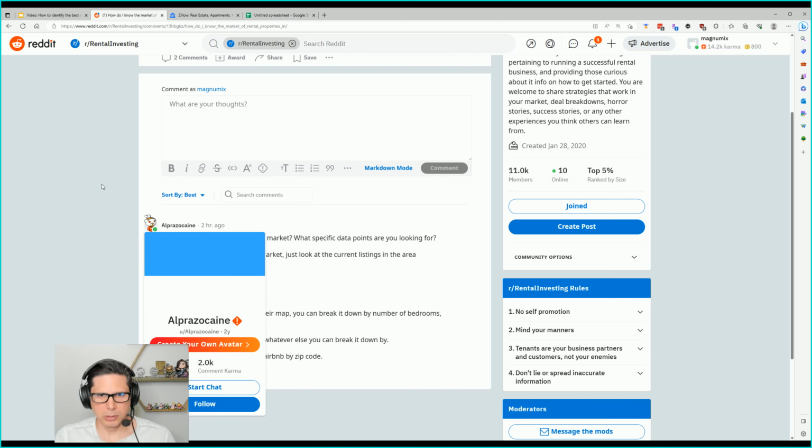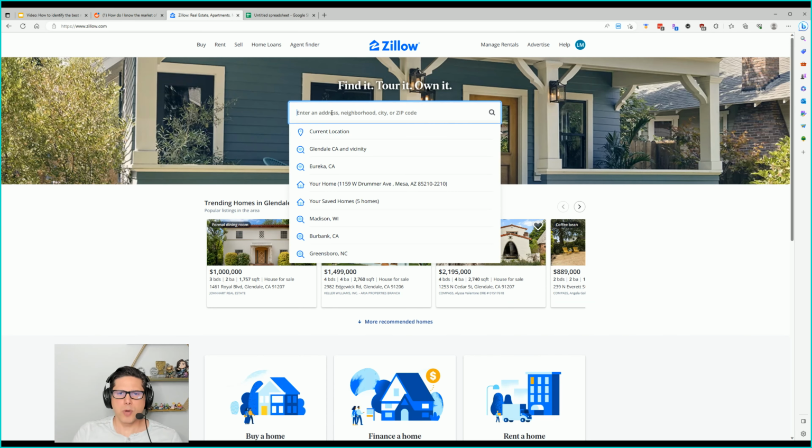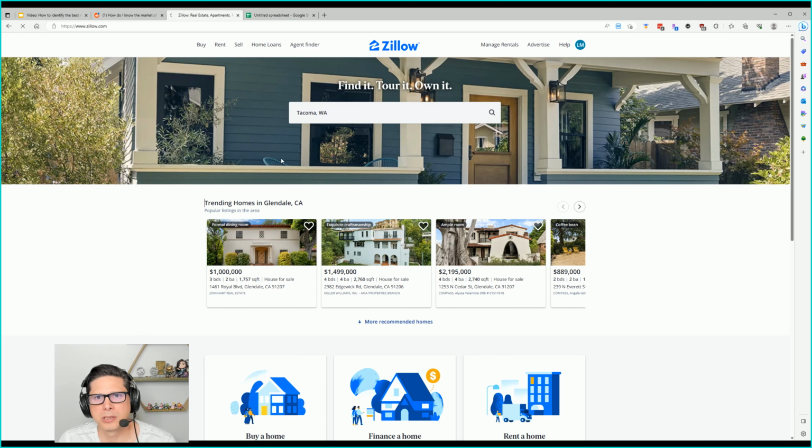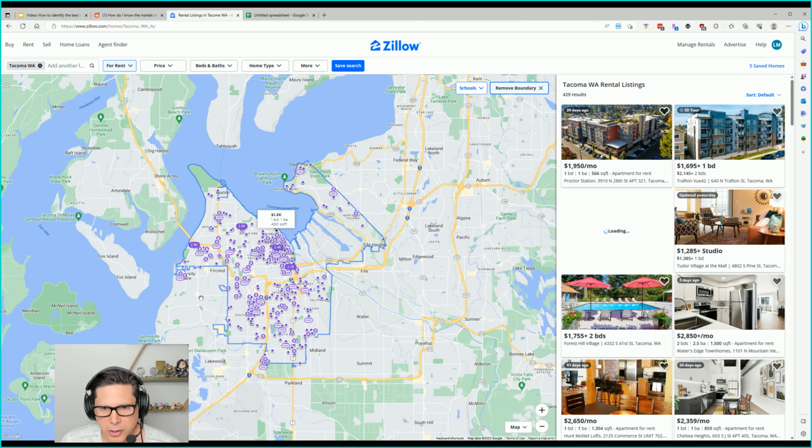So let's go down on Zillow and just pick a random city somewhere in the United States. Let's say Tacoma, Washington. So Tacoma, Washington is in the northwestern United States, and here it is.